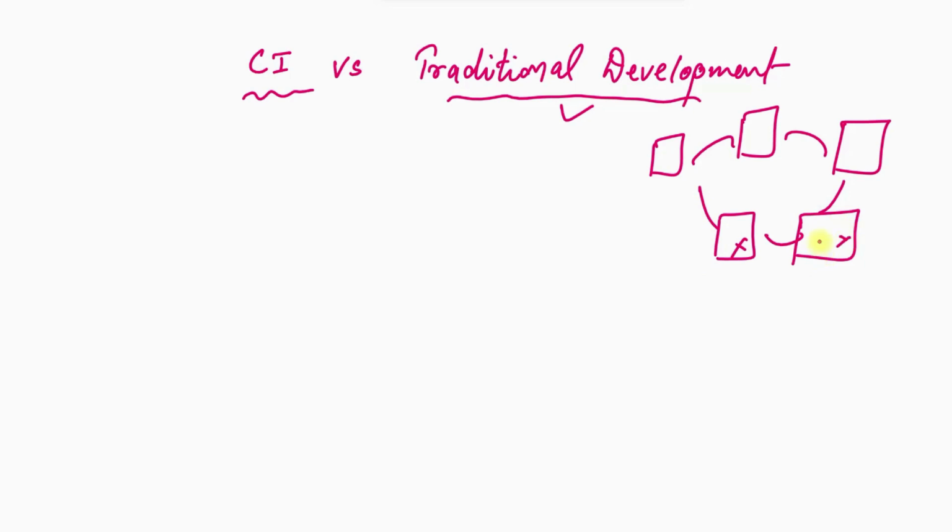Similarly, if there are some bugs here, then what will happen? We have already spent weeks or months, right? We learn about the issue after weeks or months, so it's really hard to work on that one, and it will increase your delivery timeline.